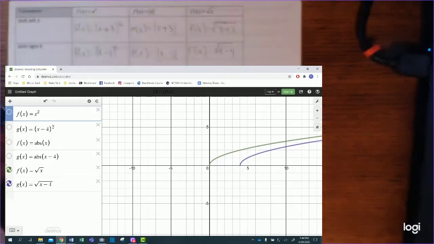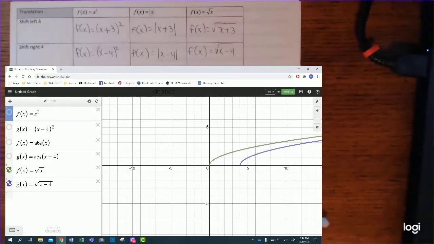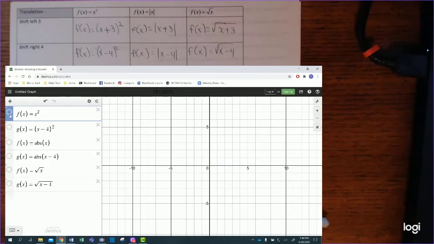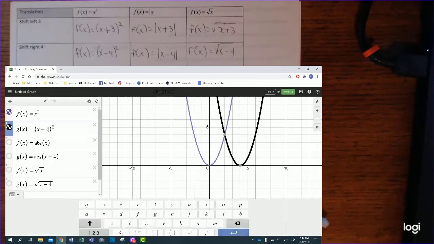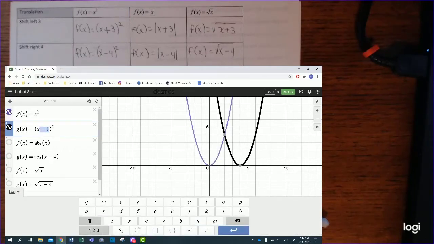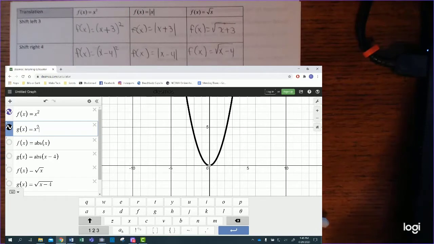What if we want to go up 2? If we want to take this quadratic and shift it up 2, which axis is the up and down axis? That's the y-axis, right? So we would not want to put the 2 in there with the x, right? We don't want that. What we want to do is put it outside the function.